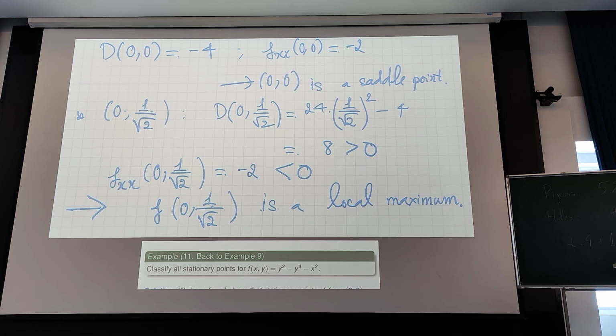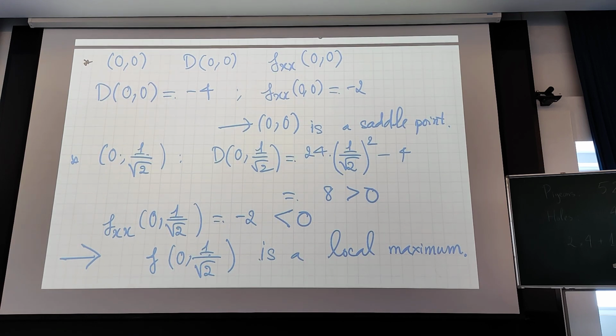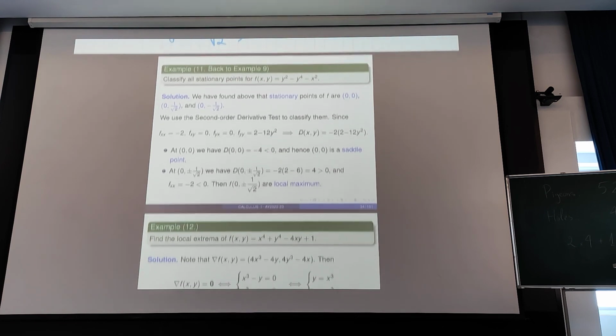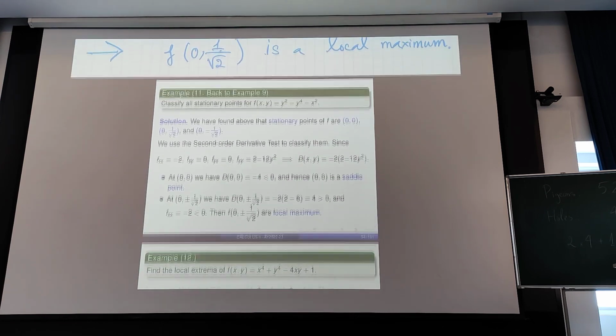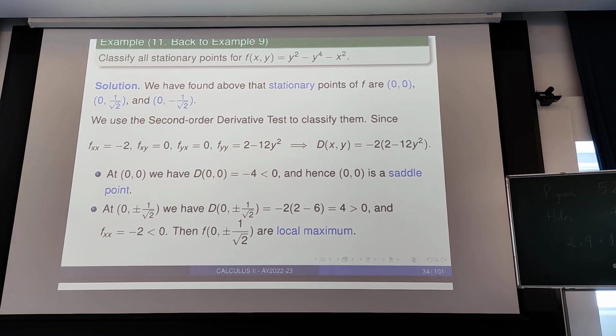Okay. So I have already shown you an example of how to use the second order derivative test to classify the stationary point. So you can see there is a solution that you can read again later.